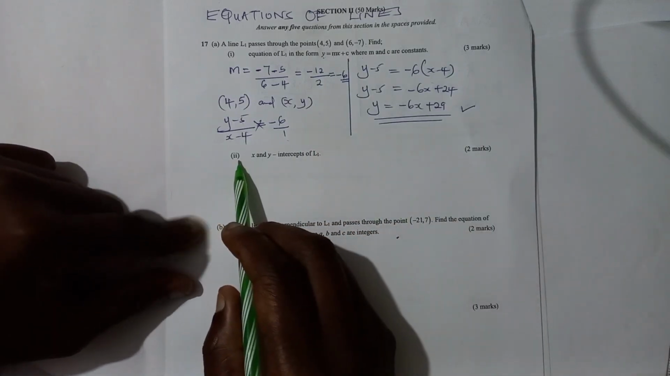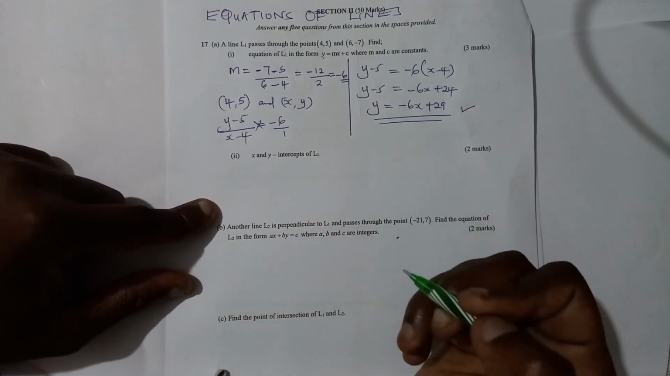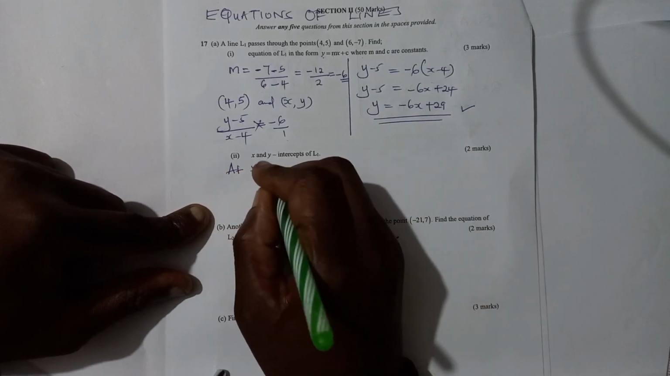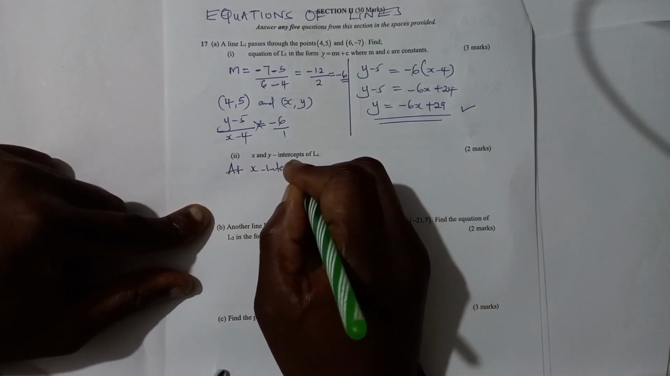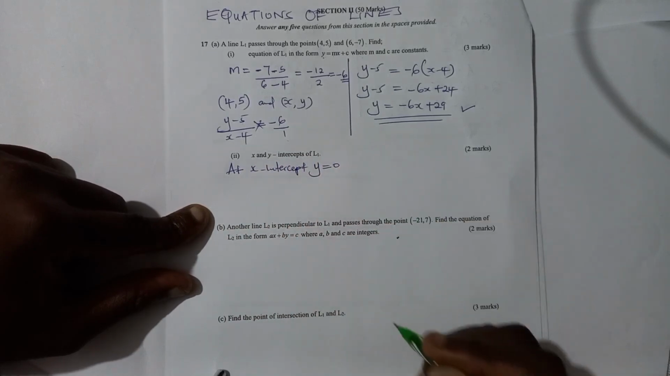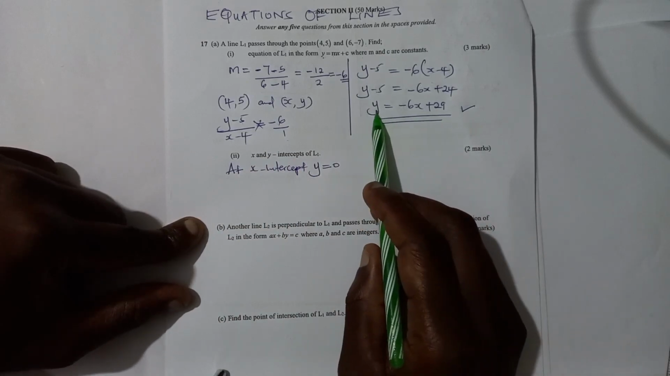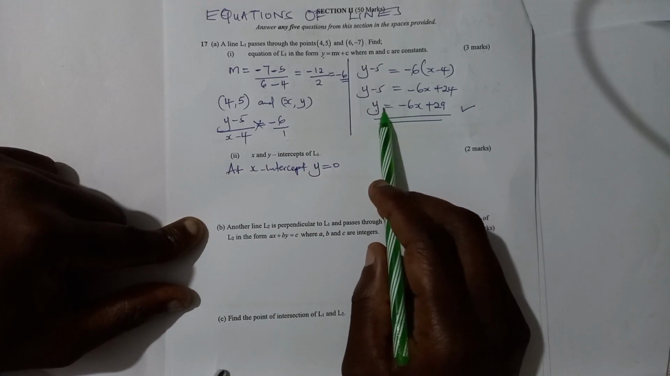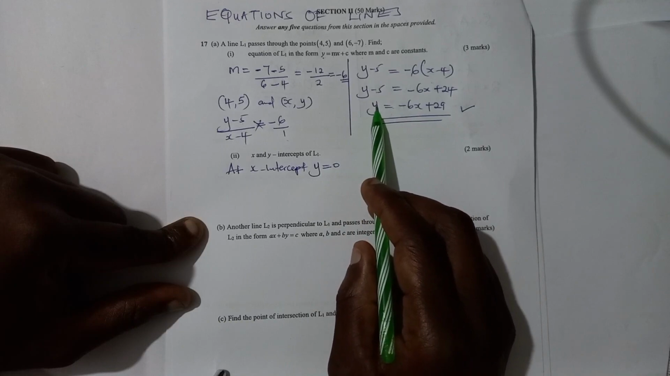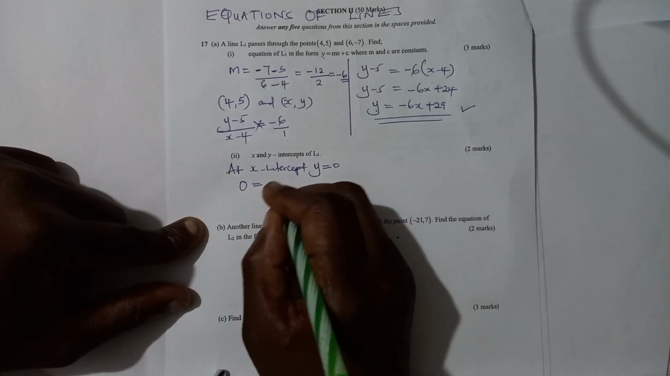We go to the second part, that is part 2. X and y intercepts of line 1. Now we start with the x-intercept, and you should know that at the x-intercept, y is equal to 0. So we simply take the equation of this line and substitute y with 0. So this will be 0 = -6x + 29.